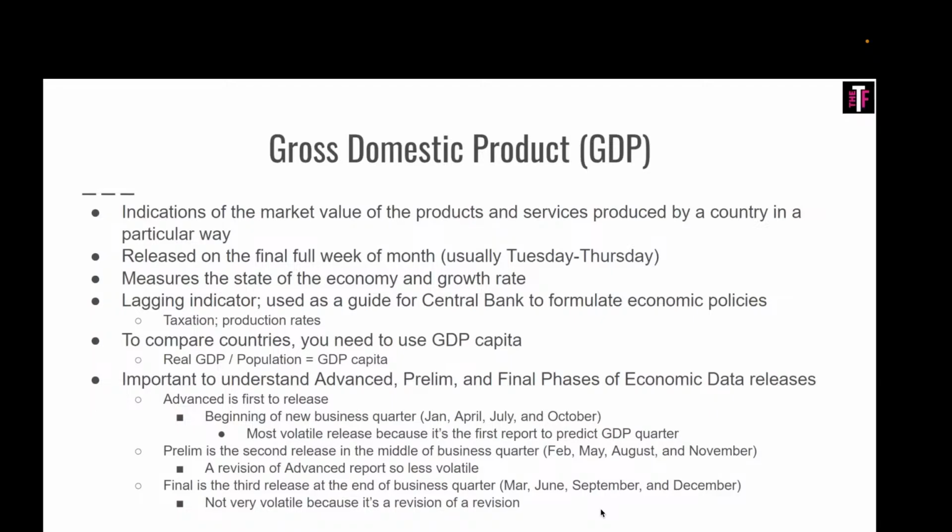And then finally is the final release, which is the third release at the end of the business quarter, so March, June, September, and December. And it's not very volatile because it's literally a revision of a revision. It's a revision of the prelim, which is a revision of the advanced. So usually the forecast is pretty spot on. There's still a possibility that it might not be spot on, and that could create some volatility, but for the most part, the forecast is usually spot on to what the actual is.